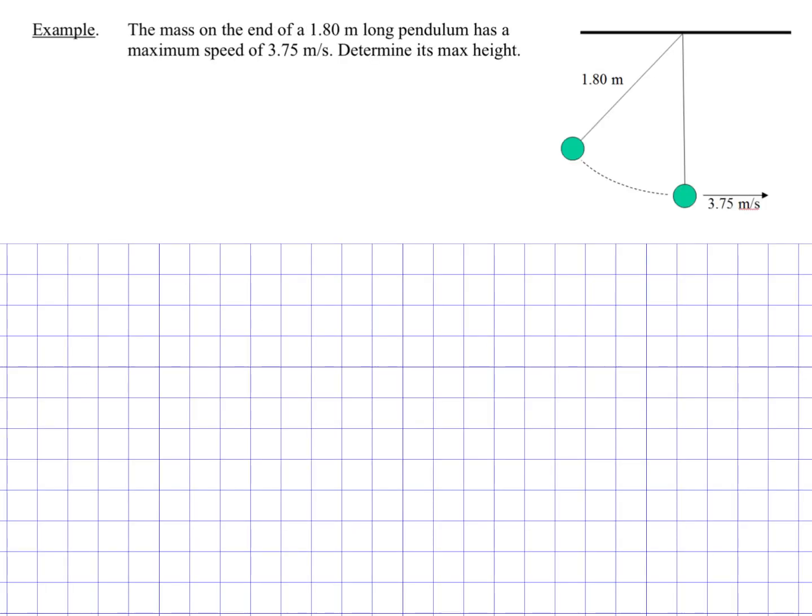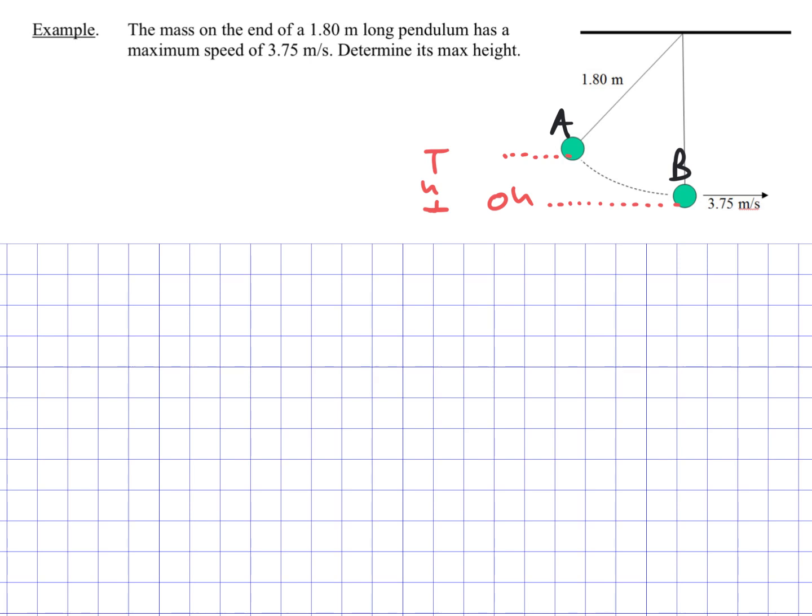Here we have a pendulum. It's got a length of 1.8 meters, and at the equilibrium position, it is traveling at 3.75 meters per second. We are asked to find its maximum height. So we would probably go ahead and just give ourselves this reference point. 0 height would be the equilibrium 0 reference point, and then we are trying to find this distance here.